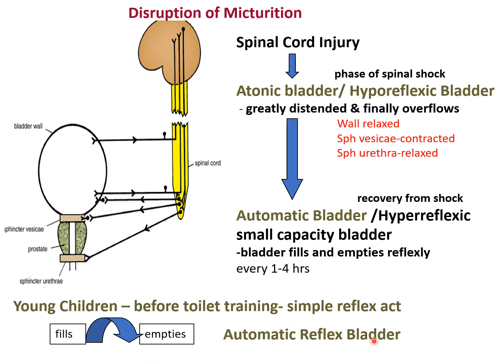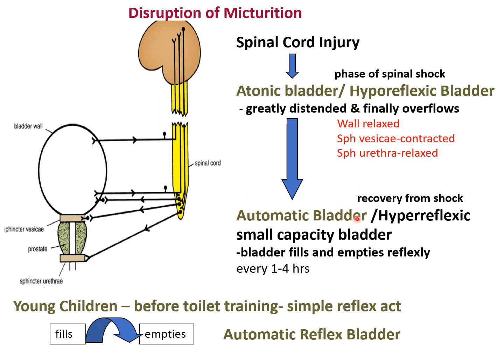It is an automatic reflex bladder or a hyperreflexic bladder, because again and again it fills and empties. Then the detrusor muscle hypertrophies, and the reflexes become very hyper, and there is a small capacity bladder. So this automatic bladder is an important competency, as we had discussed in the beginning of the chapter.